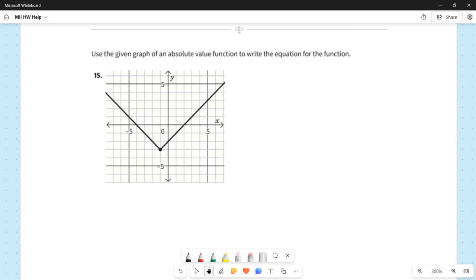The directions here say use the given graph of an absolute value function to write the equation for the function. Okay, so we have a graph. We want to know what is the equation here. And we want our equation to use absolute value. We could write an equation here using a piecewise function, but given the context of the directions, they're saying it's an absolute value function, so our equation really should be involving absolute value. Even though we could use a piecewise in this situation, it makes sense to use absolute value. So let's go just f of x, why not?